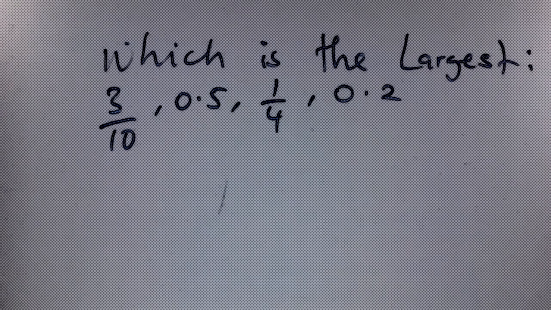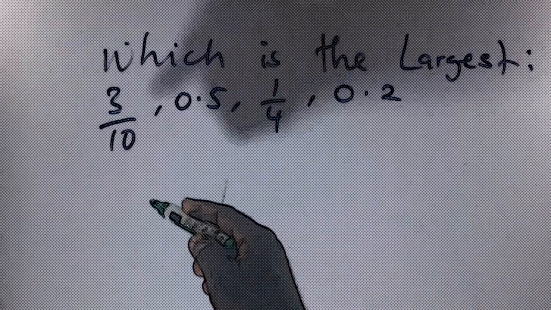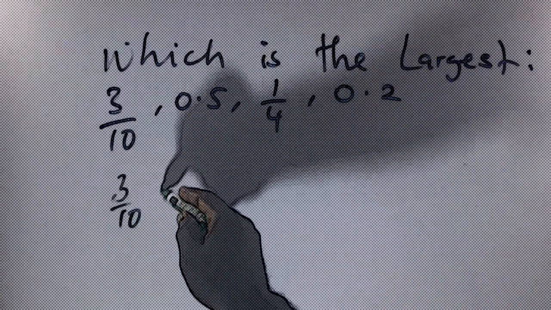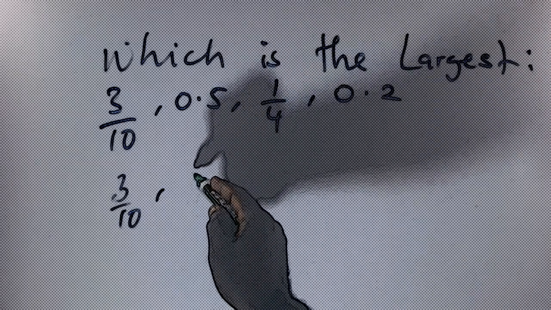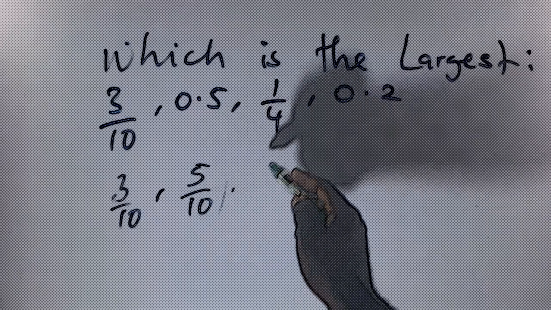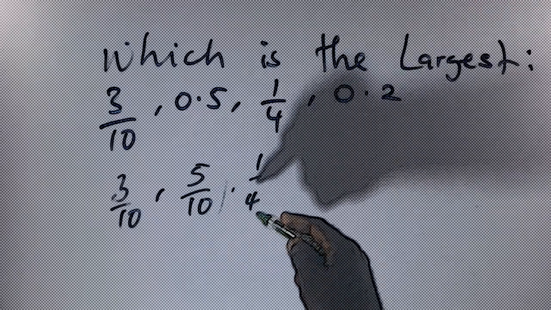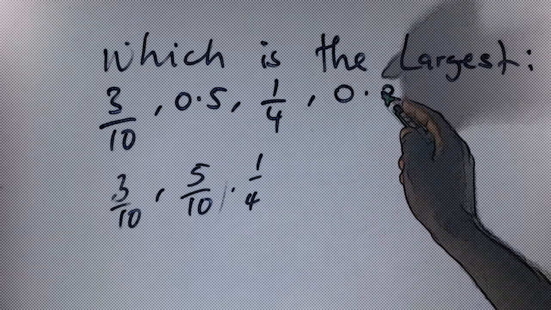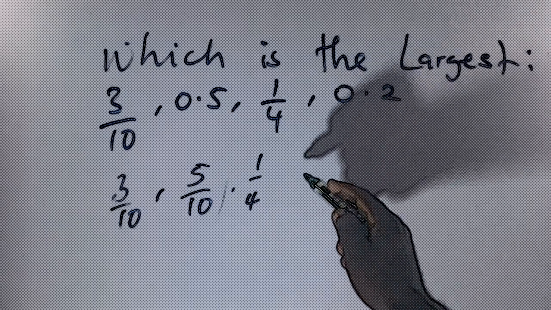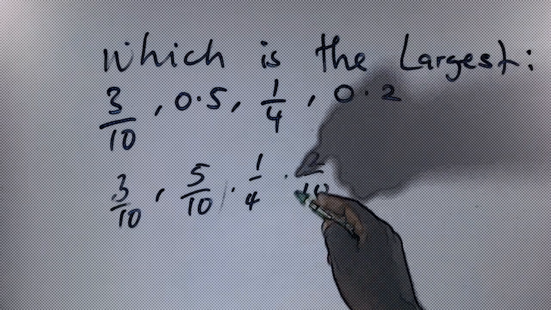To solve this problem, convert the decimals to fraction. So you can rewrite 3 over 10. 0.5 is the same as, you move the point once, that is 10. So it's the same thing as 5 over 10. 1 over 4. Then we have 0.2, which is the same thing as 2 over 10. You move the point once, that's 10. So we have 2 over 10.